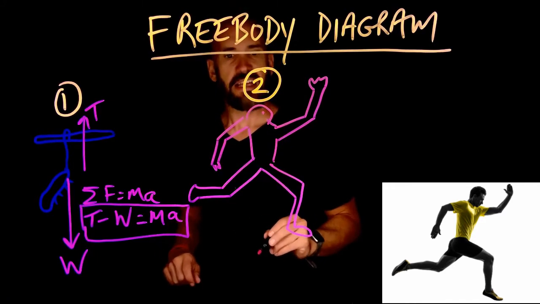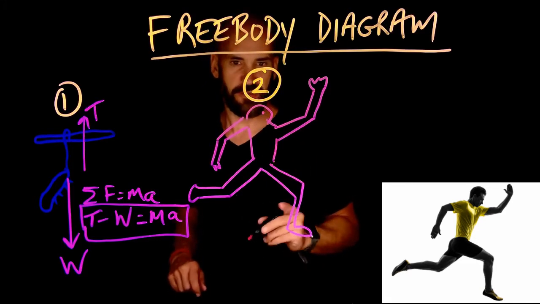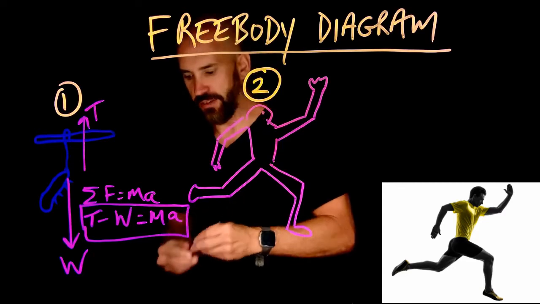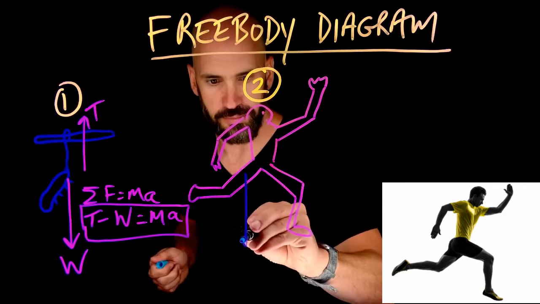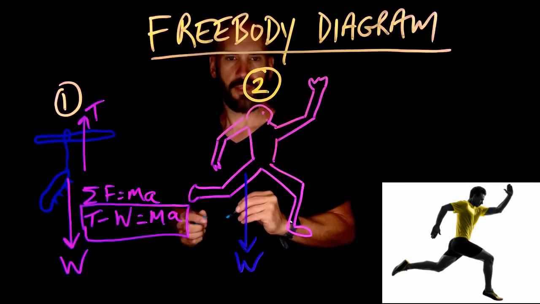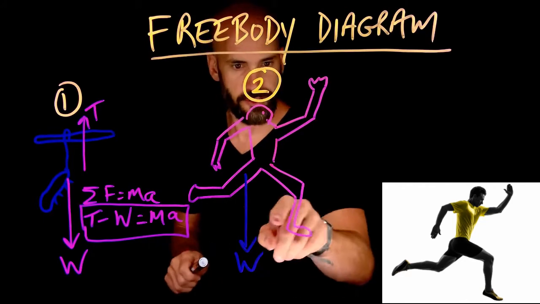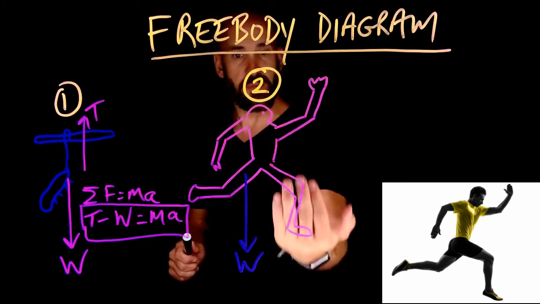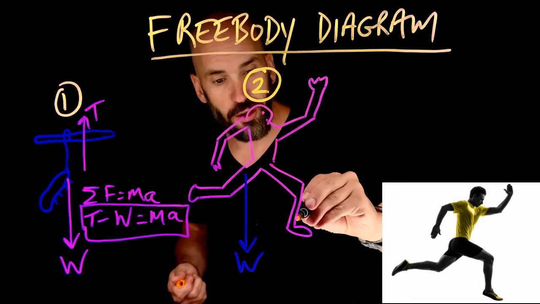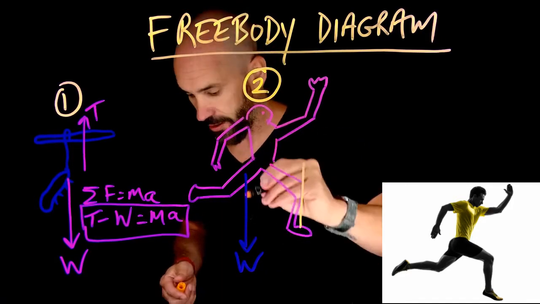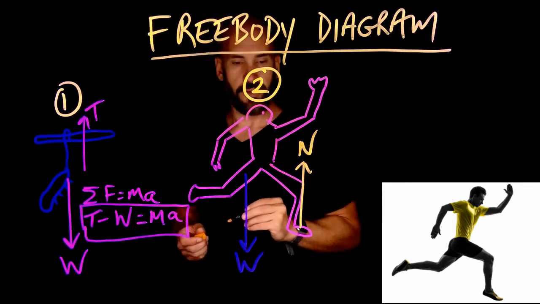Here's the deal, guys. There's a couple of forces going on here. First of all, again, the dude's got his weight. So gravity's pulling him down this way. The other thing is that if he's in contact with the surface here, the surface has to be pushing back on him up so that he's not falling through the ground. So there must also be a normal force here going upwards. I'll call that N.